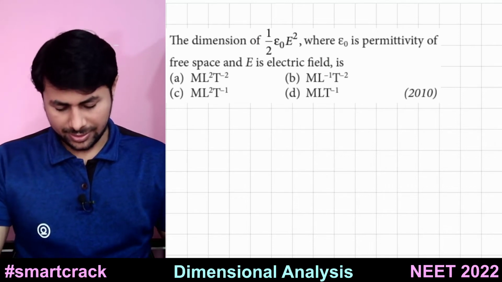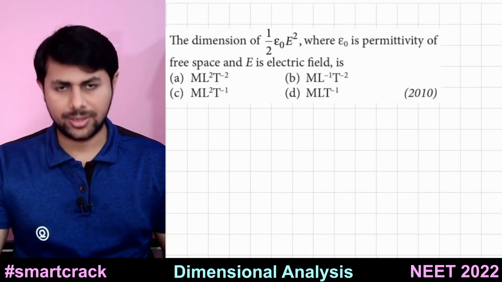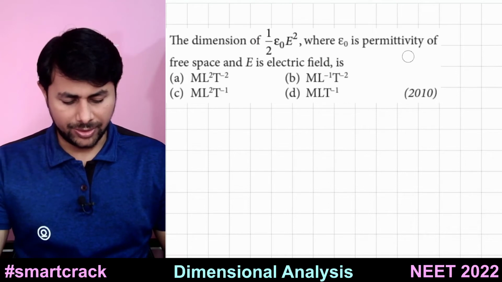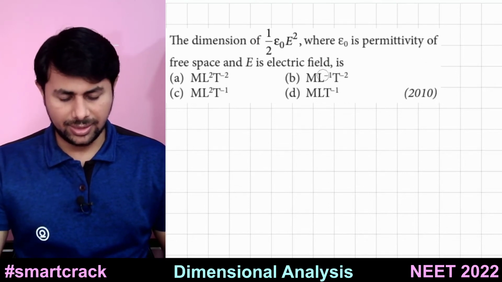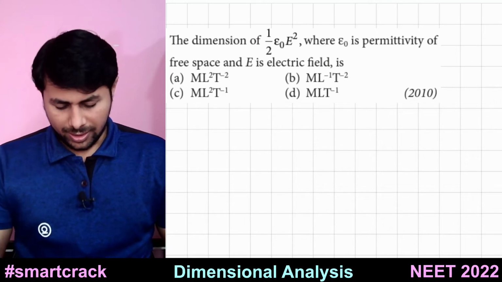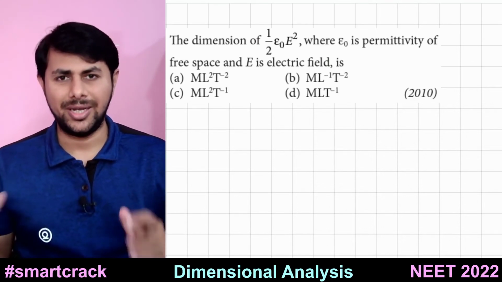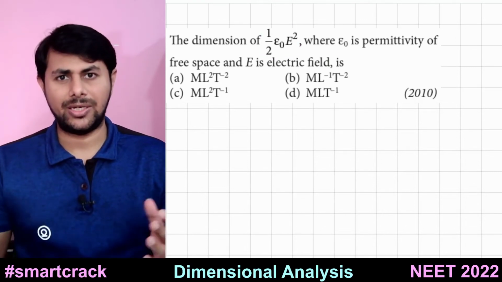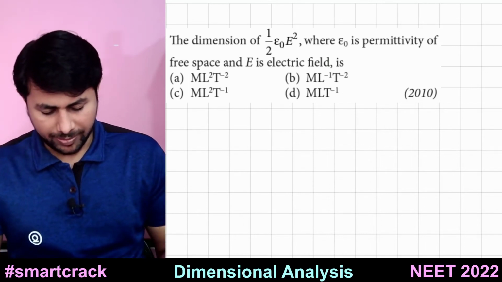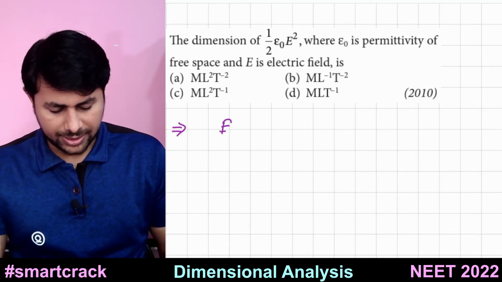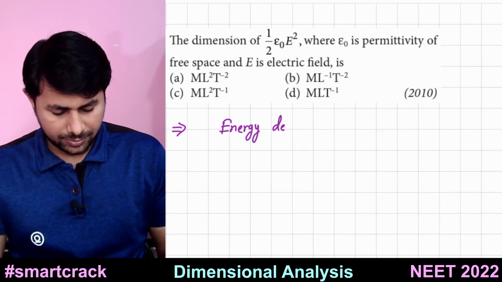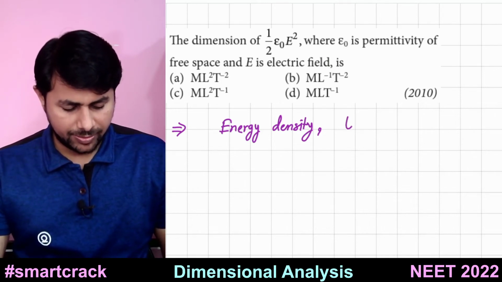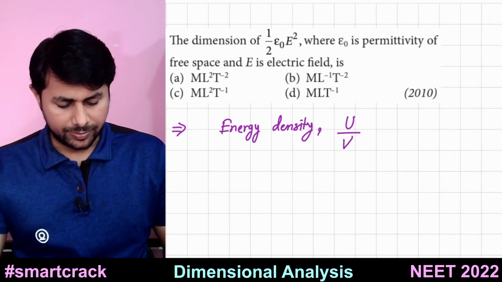The dimensions of this term. This is from NEET 2010. So dimensions of this term, half of epsilon naught E square, where epsilon naught is the permittivity of free space and E is the electric field. If you remember electrostatics, this term is the energy density of an electric field. And what do I mean by energy density? Energy density is energy, which we denote by letter capital U, per unit volume.